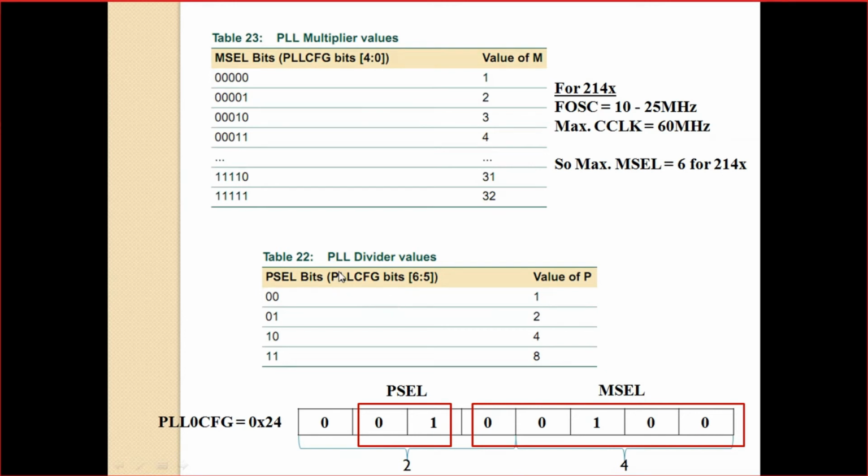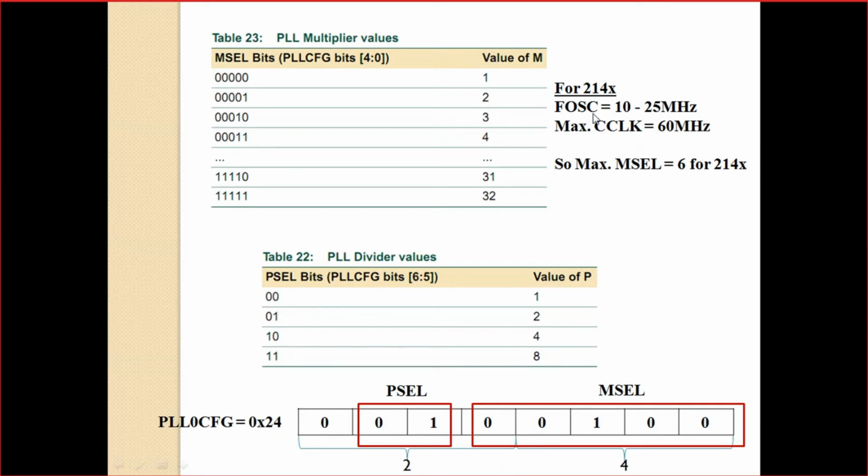Similarly, how will you configure P value as 2? Here you need to keep in mind in P value, you can configure only these 4 values. I need to configure 2, so what value should I write? 01. So for configuring P cell, you need to write 01. For configuring M cell, 00100. So what will be the hexadecimal value? 0x24. So when you are writing PLL0 configuration equals 0x24, you are configuring P cell with 2, M cell with 5.